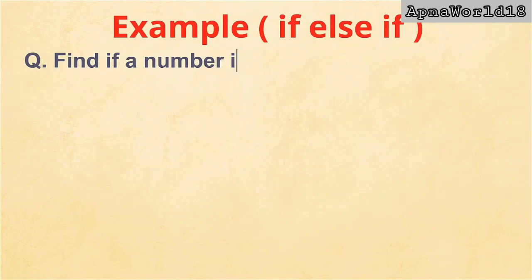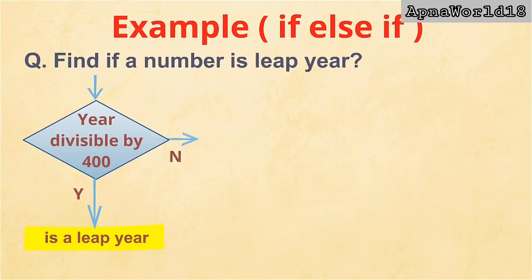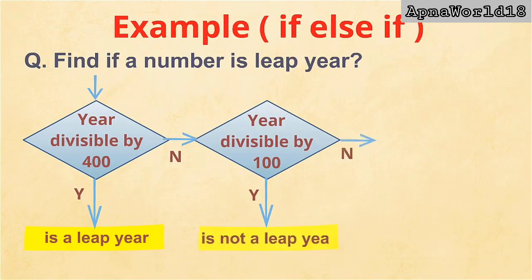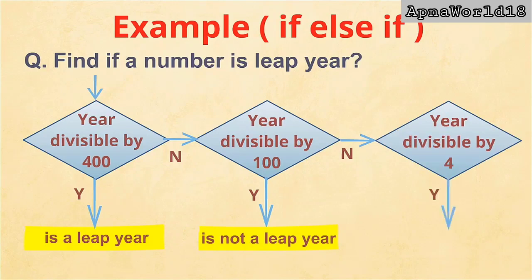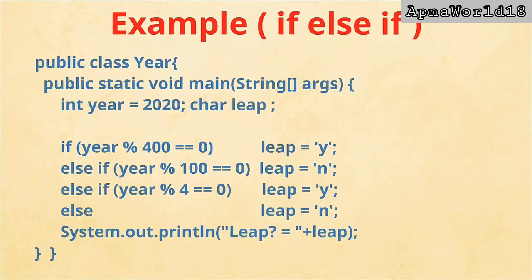First is to find if a number is a leap year. Now the logic for it is that if a year is divisible by 400, then it is a leap year. Else, if the year is divisible by 100, then it is not a leap year. Else, if the year is divisible by 4, then it is a leap year, and in all other cases it's not a leap year. So we will first write an if statement.